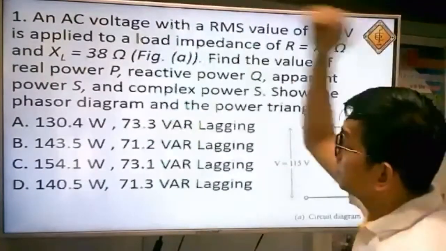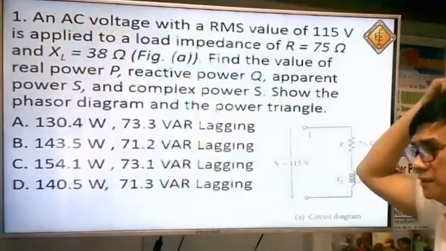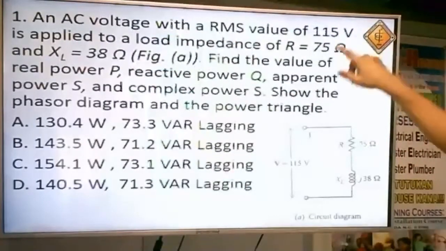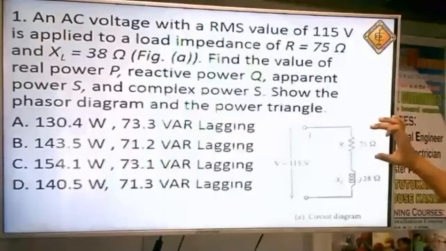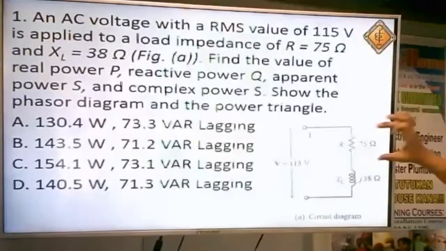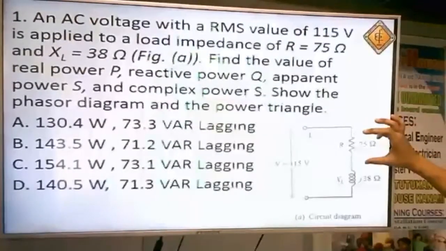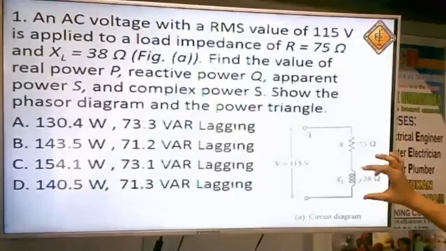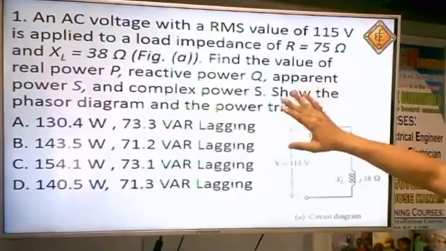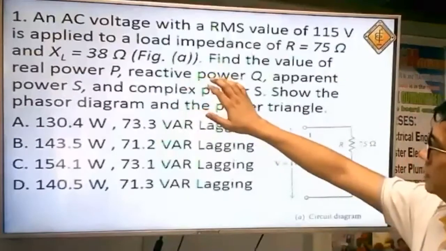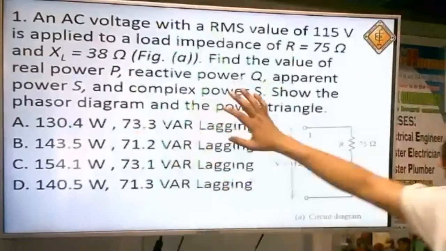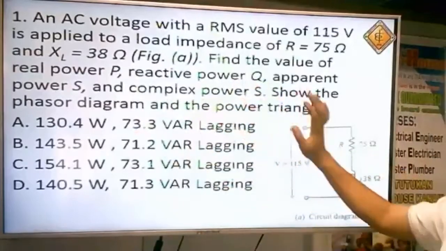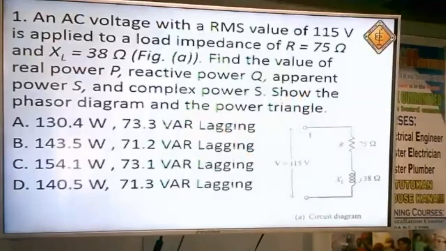We have an AC voltage with an RMS value of 115 volts applied to a load impedance of R, 75 ohms, and X sub L, 38 ohms. Find the value of the real power and reactive power. We will also calculate the apparent power and the complex apparent power, then show the phasor diagram, the power triangle.